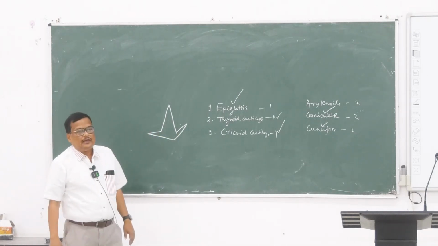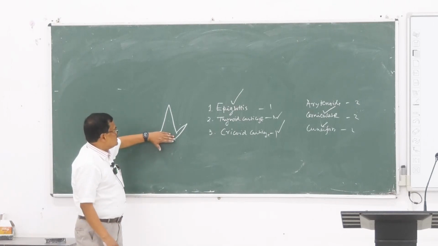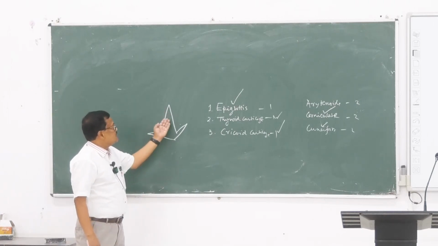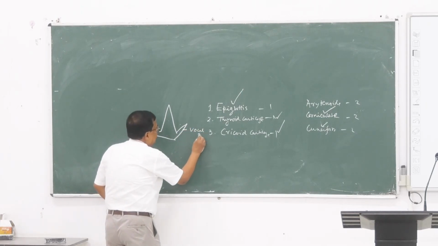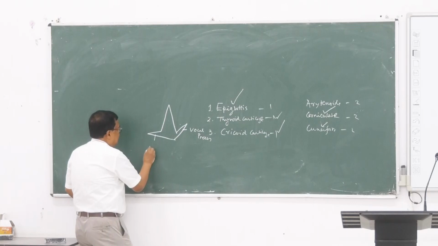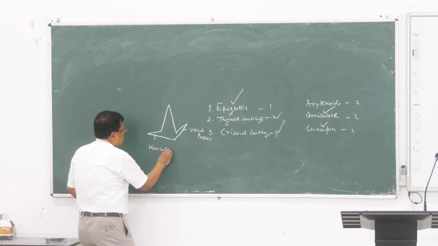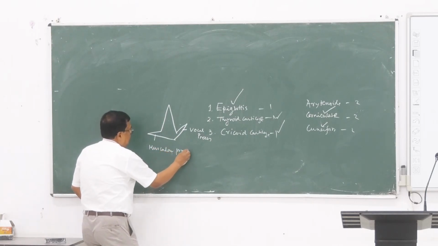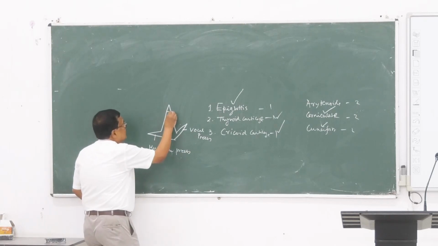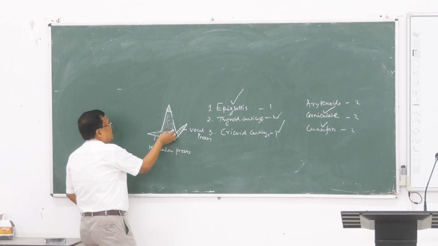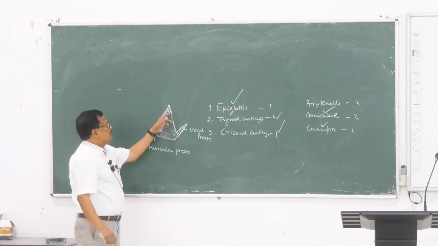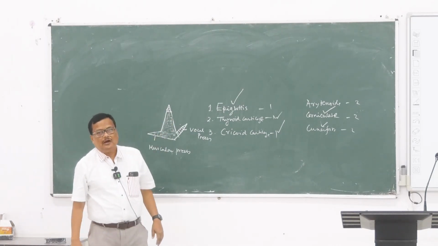Arytenoid cartilage is like that. It has a base, apex, some surfaces, and two processes: the vocal process and the muscular process. Except the tips and the vocal process, all of these are hyaline cartilage. But the tips and vocal process are elastic cartilage.